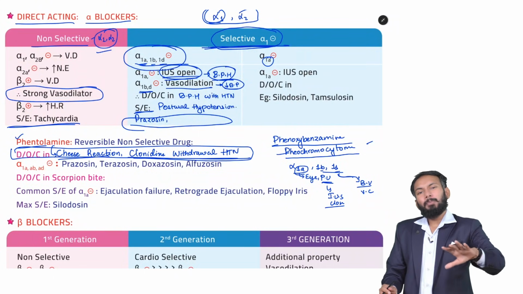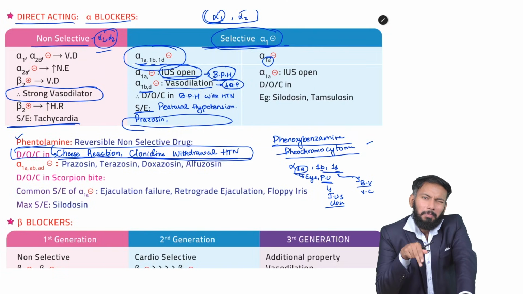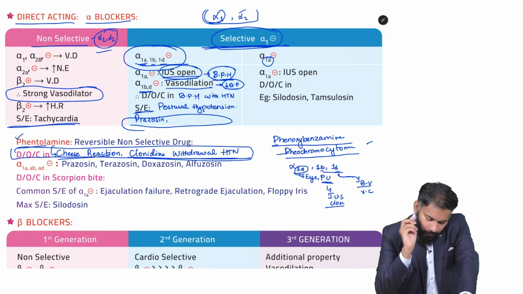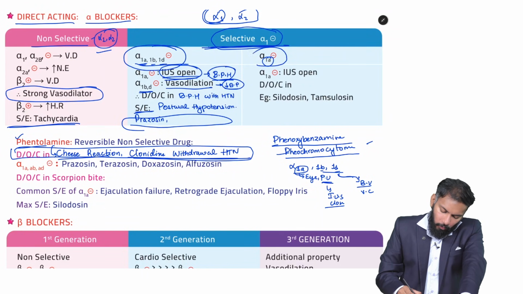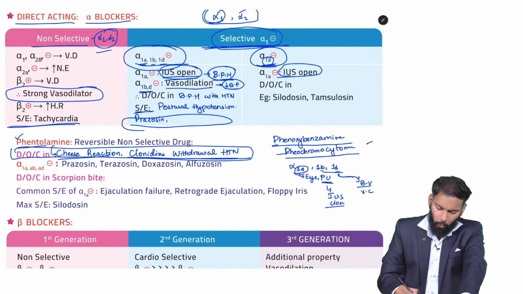So, what if a person is having only BPH? Would you like to give this drug? No. Why? Because it is causing postural hypotension. You don't want to cause postural hypotension in a normal patient. So, for these people, we have made one more drug. This is super selective. It is only acting on the 1A. If it is acting only on 1A, it will only open the IUS and it can be used in BPH. So it is the drug of choice in BPH.